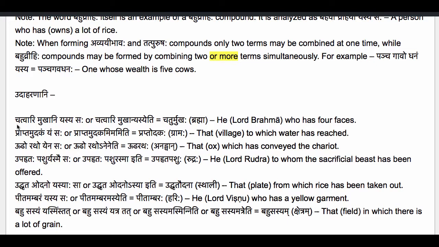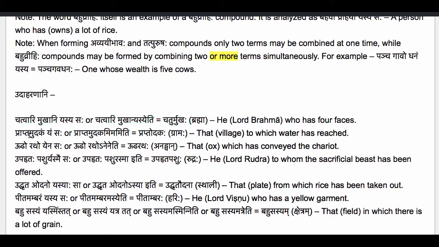We should be familiar with the template of the Vigraha Vakyam for every type of compound, because the commentators use these technical Vigraha Vakyani, the explanatory sentences, to analyze compounds. And if we know the form of the Vigraha Vakyam for each type of compound, then we can immediately relate the Vigraha Vakyam to that particular compound. So the Vigraha Vakyam of this Bahuvrihi compound may read Chatvari Mukhani Yasya Saha or Chatvari Mukhani Yasyeti Chaturmukhaha.